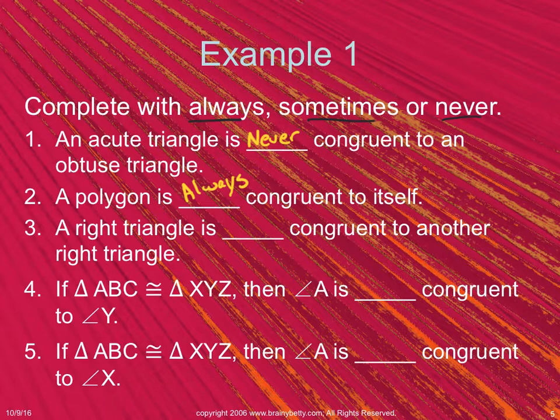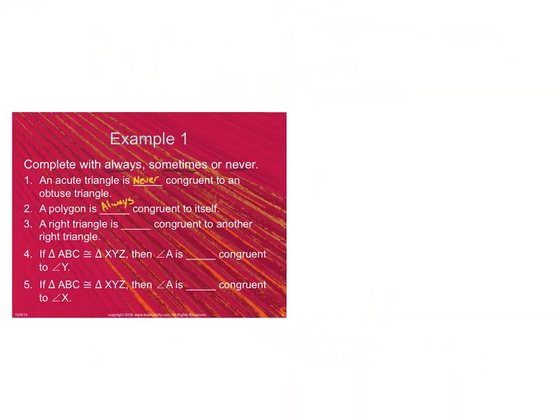A right triangle is always, sometimes, or never congruent to another right triangle. I heard always and sometimes. So let's think about this. Let's answer this question. We've got a right triangle. I'm going to do two right triangles, and you're going to tell me whether they're congruent or not. Actually, I'm going to draw that a little differently. Let's do 45 and 45. And then I'm going to draw another.